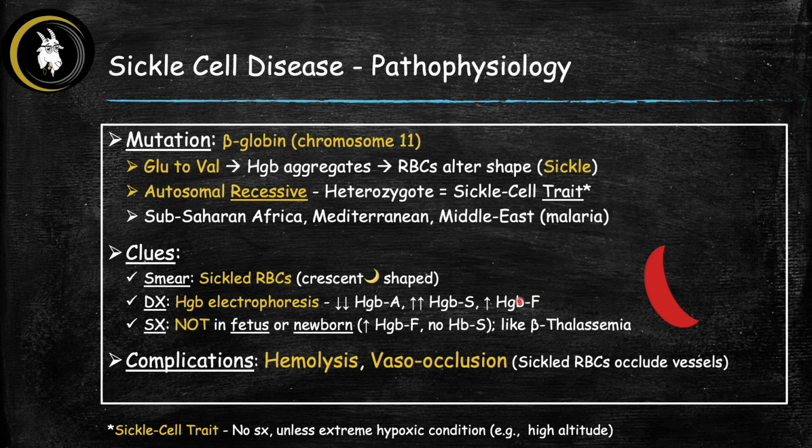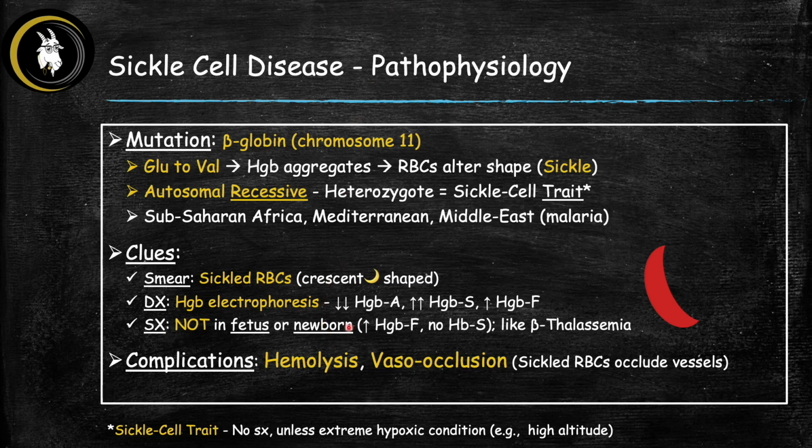And then the final clue to watch out for actually ties in with this fetal hemoglobin. Sickle cell anemia does not cause any symptoms or any problems in the fetus or in the newborn. And by the way, this is also what we see in beta thalassemia. That's because the fetus and the newborn rely mainly on fetal hemoglobin, which, as you just learned, does not use beta globin. So it's completely unaffected by this mutation of the beta globin gene.